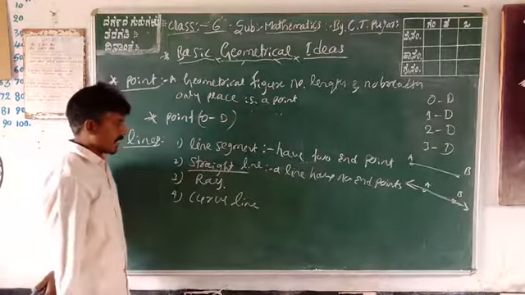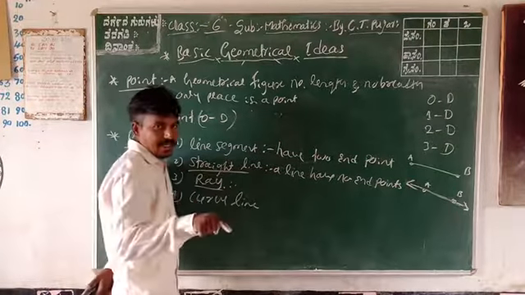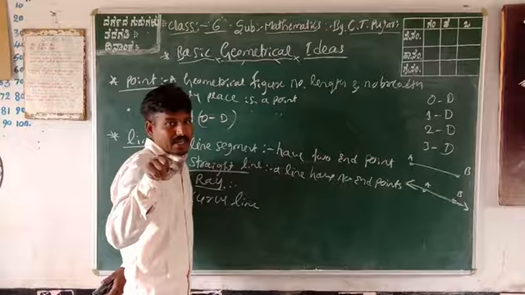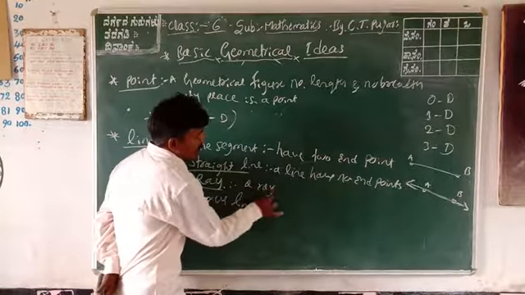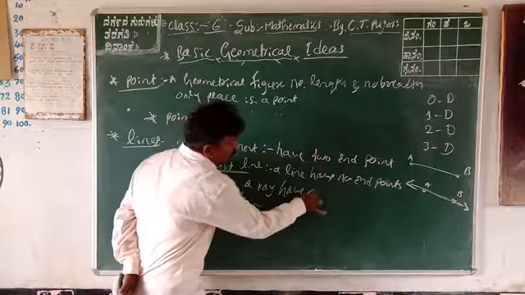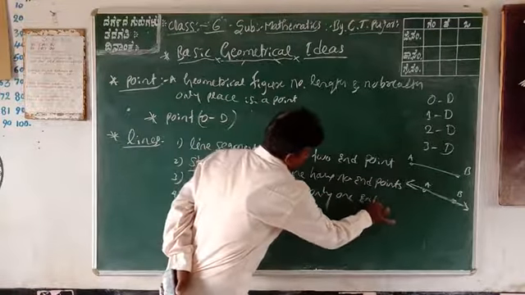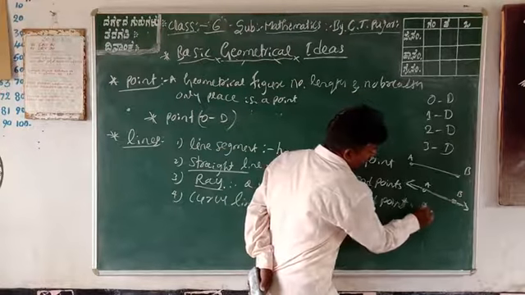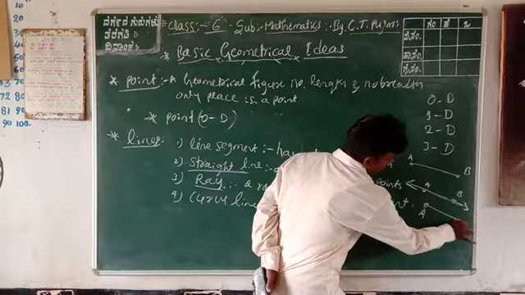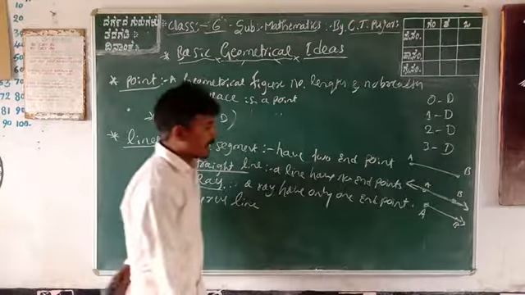That is a straight line. Next, what is a ray? A ray is a line. A ray has only one endpoint. One endpoint is called a ray. This is the point. Next, the symbol for this is a ray.